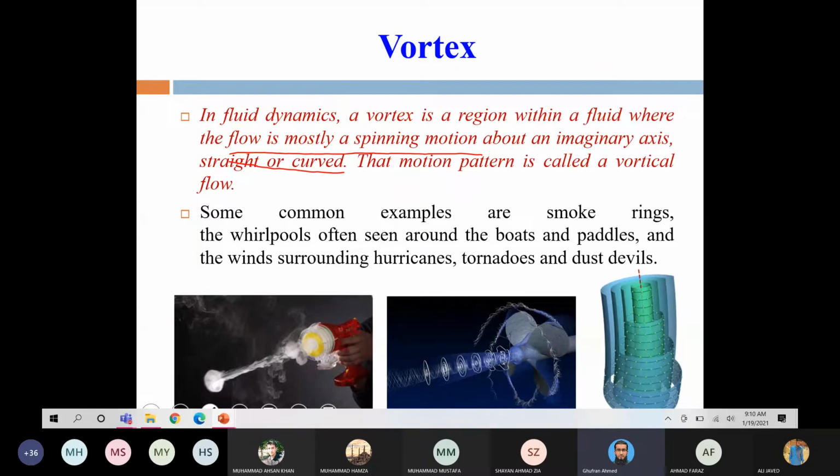So that motion pattern is called a vortex flow. Some common examples are smoke rings and the whirlpools often seen around boats and paddles. It is just like the example one of you mentioned, throwing a stone in still water and observing circular waves. At the downstream of some boats or paddles, you will also observe these sort of phenomena, and the wind surrounding hurricanes, tornadoes, and dust devils, etc.